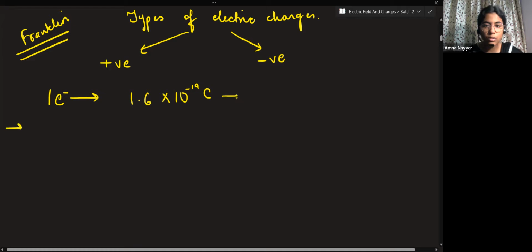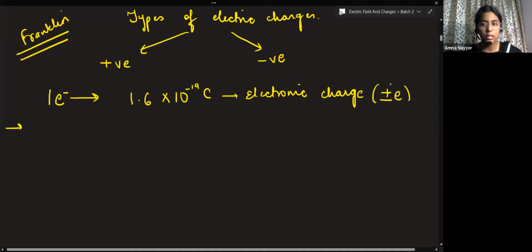So this is also referred to as the electronic charge, usually represented through the symbol plus or minus e. So whenever this symbol e is written, remember that it is referring to 1.6 into 10 to the power minus 19 coulombs of charge. You should remember this value as well, because many a times this value is not given in the question, and this will be used till your last chapter. Till semiconductor, this value will be used.